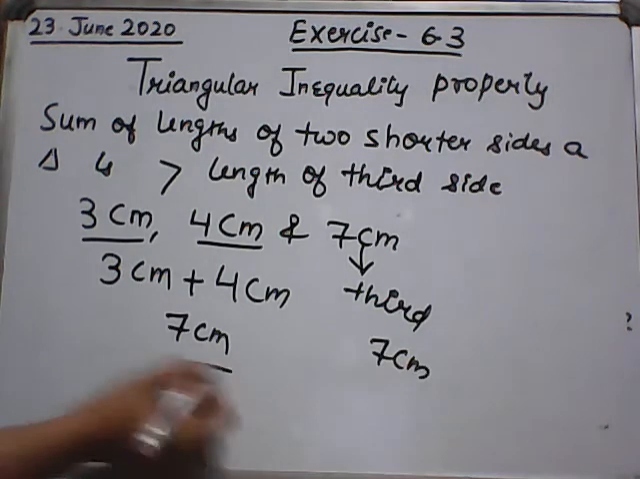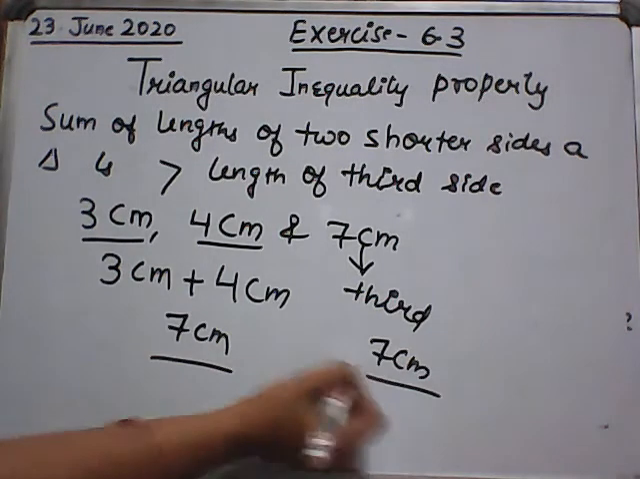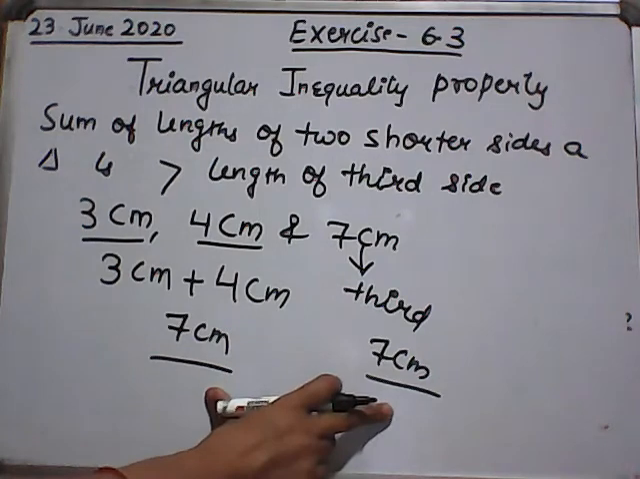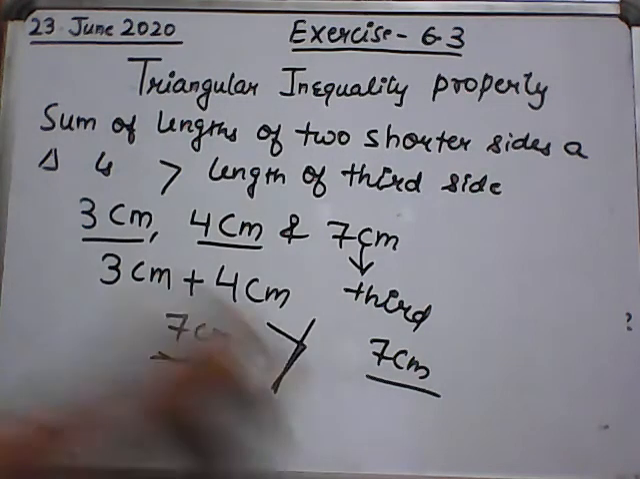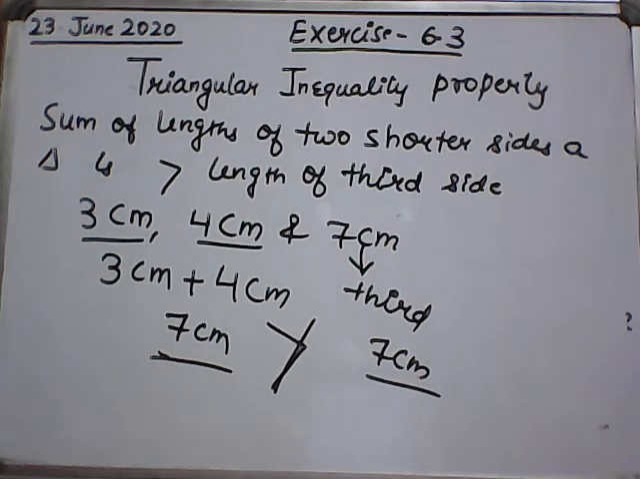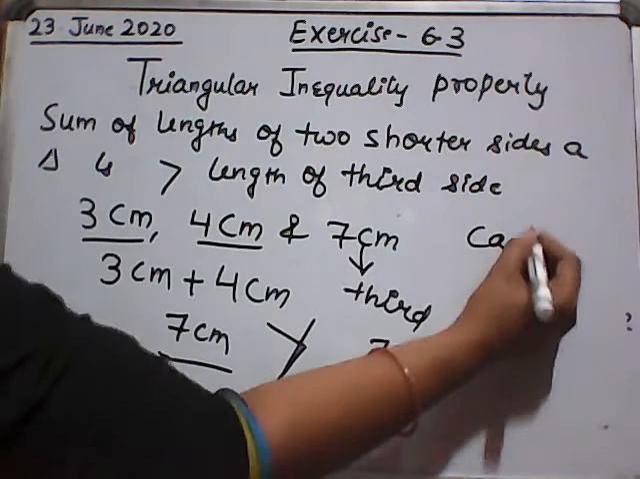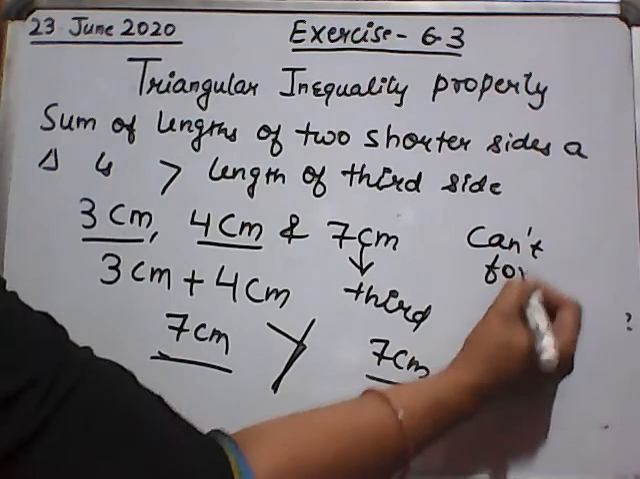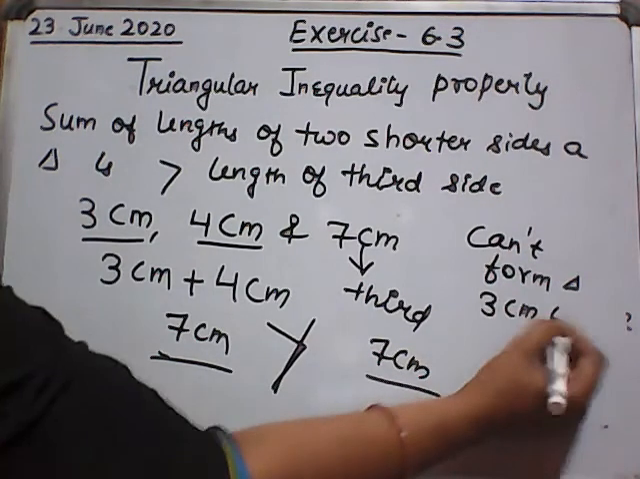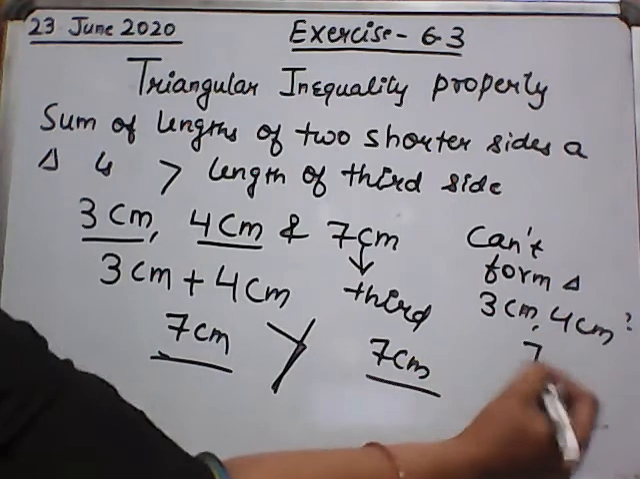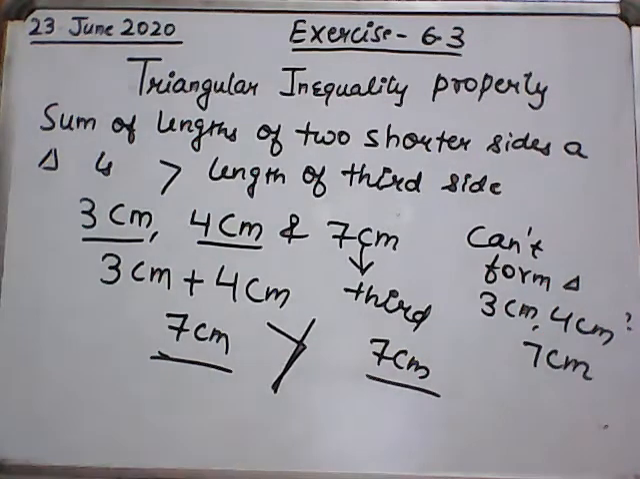Both lengths are equal, 7 centimeter and 7 centimeter, but the sum is not greater than the third side. So we can't form a triangle with the given sides 3 centimeter, 4 centimeter and 7 centimeter, as the triangular inequality property is not satisfied.